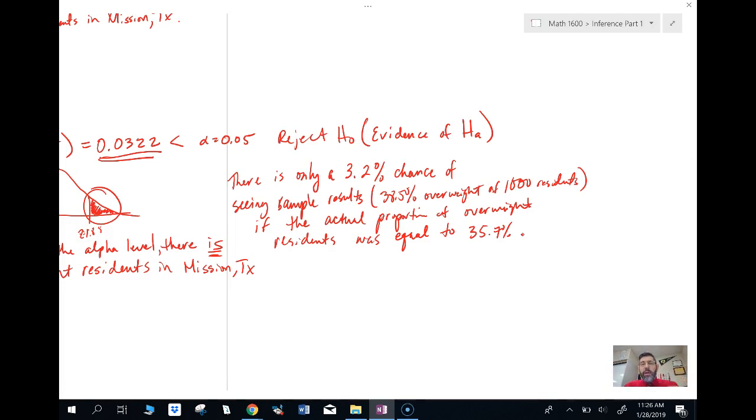That's rare. That's what the p-value states. The p-value is a probability. Remember that the p-value is a probability. It's the probability of seeing samples like we have if, in fact, the null hypothesis were true, or simply by chance. I only see this happen 3.2% of the time. So that is the p-value.